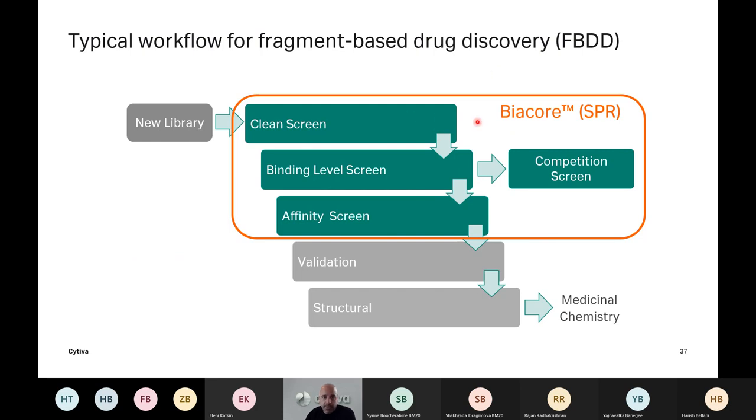So in the clean screen, basically what we do is identify those promiscuous binders, those molecules that exhibit binding properties that are not of interest. Then in the binding level screen, we will select those molecules that bind, so to say, more efficiently to the target molecule. And in the affinity screen, we will select those binders based on the kinetics or affinity, in fact, of the interaction.